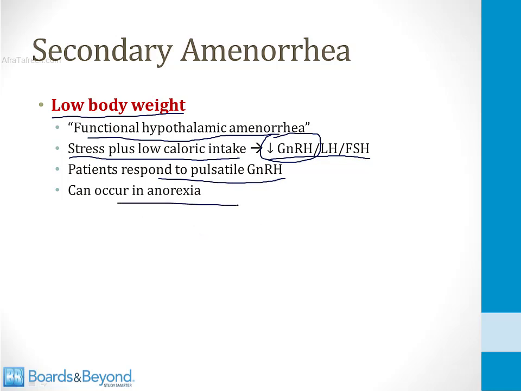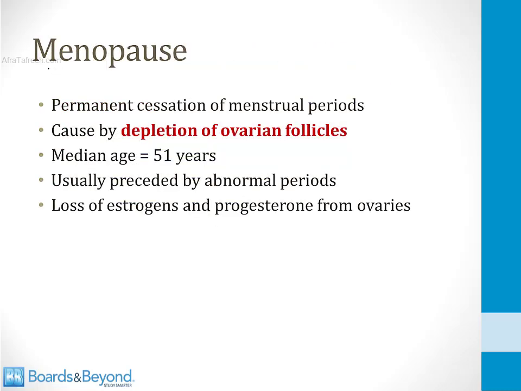They have very low body weights, they have high levels of stress hormones, and this all leads to functional hypothalamic amenorrhea. Another cause of amenorrhea is menopause. This is the permanent cessation of menstrual periods caused by depletion of ovarian follicles. Women are born with a certain number of ovarian follicles, and eventually they run out, and this is when menopause occurs. The median age of onset is 51 years.